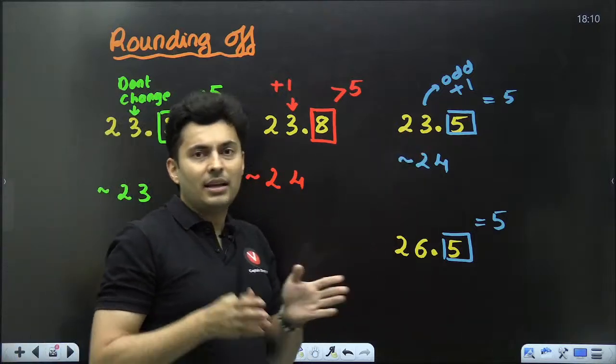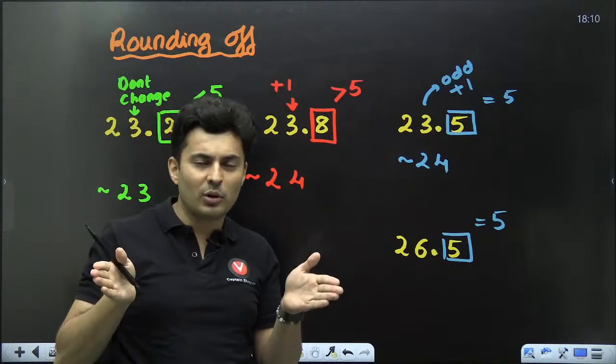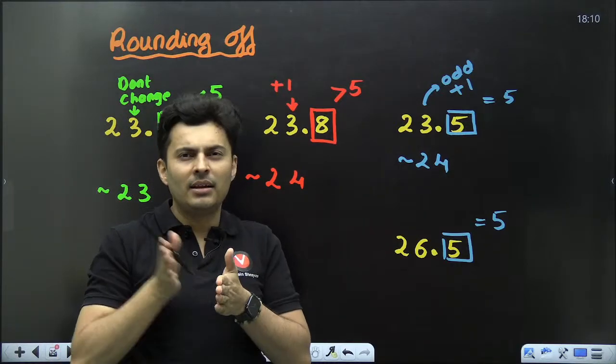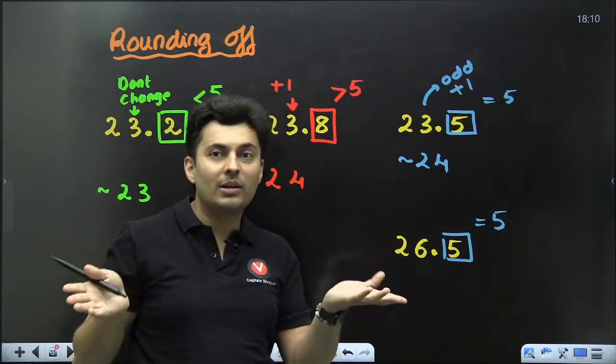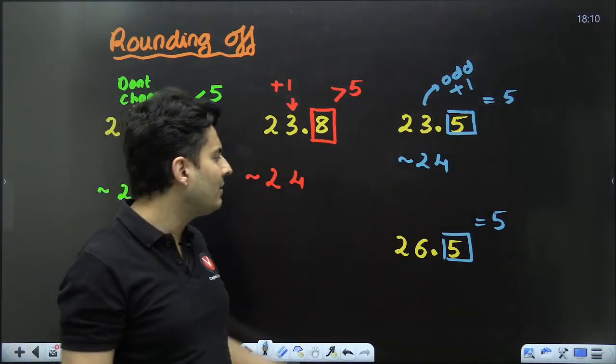Always try to make it even. Do not say 23.5 is equally apart from 23 also and 24 also. Sir, it is exactly in middle, so I can write it as 23 or 24. No, always try to make it even.